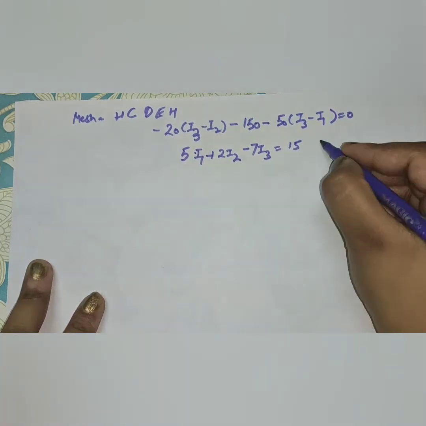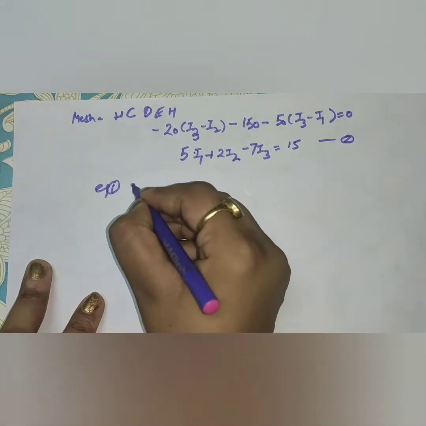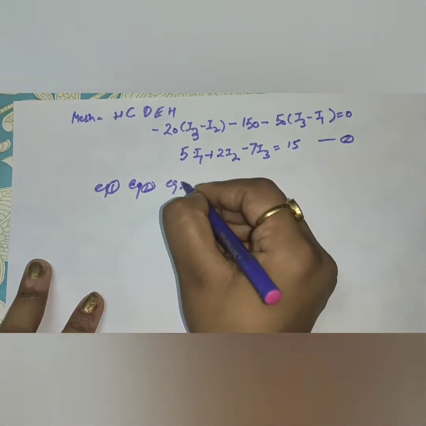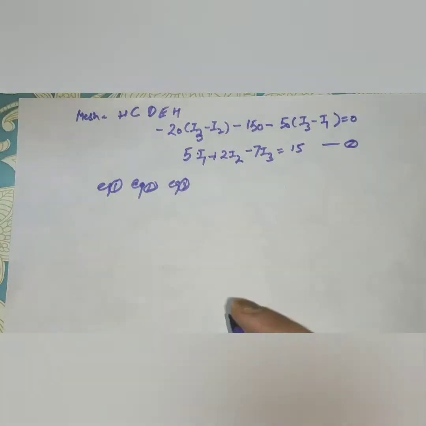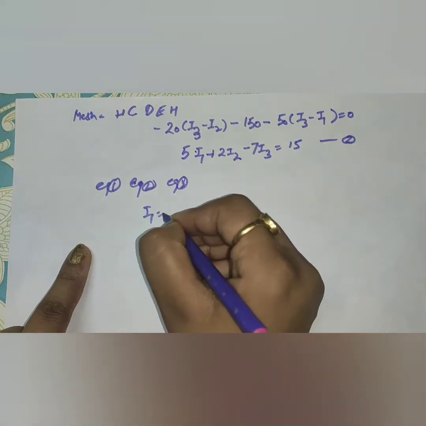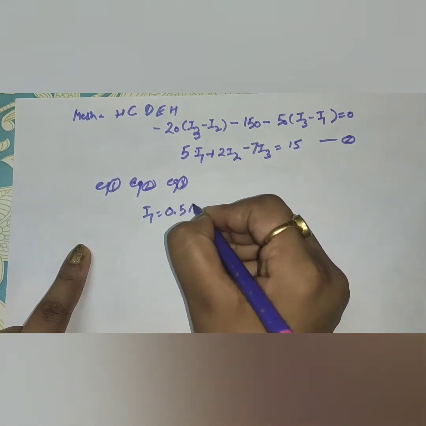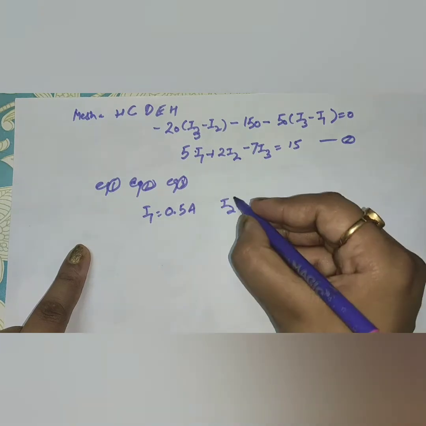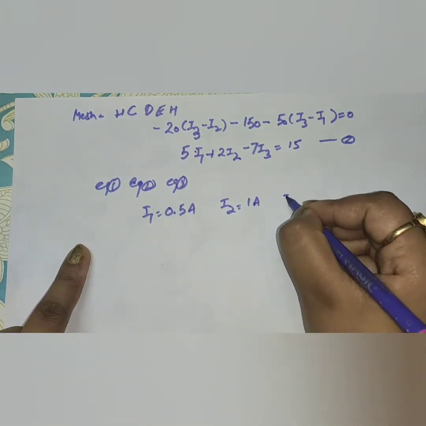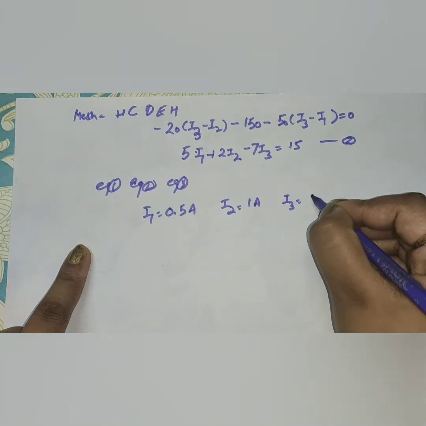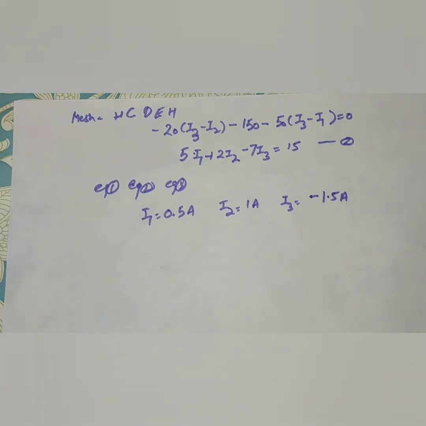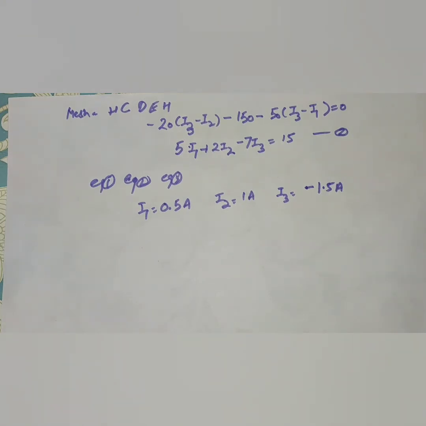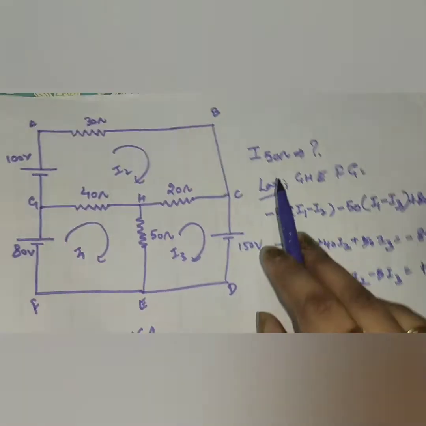If you solve equation 1, equation 2 and equation 3, you will find I1 equals 0.5 ampere, I2 equals 1 ampere and I3 equals minus 1.5 ampere. Okay, you have to find this. Now the question is not completed, because you have to find the current in the 50 ohm resistance.